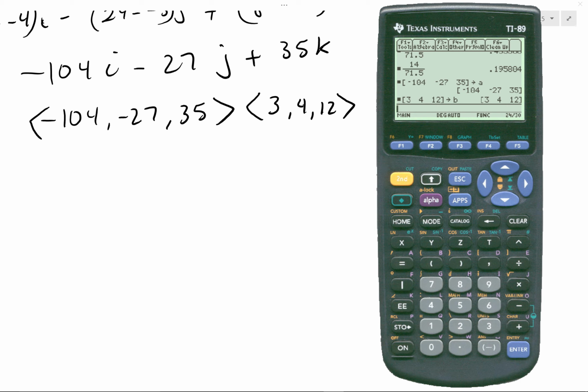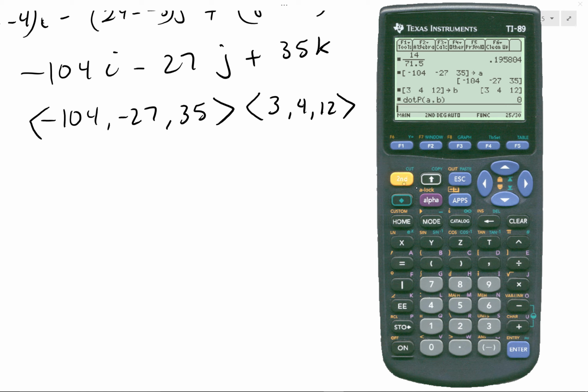Now, wouldn't it be cool if our calculator could do a dot product? Well, it can't directly. So second, math. Number 4 is matrix. If you scroll down a ways, you will find vector ops. Dot product, and go A, comma, B. Yes! It's 0, just like we thought it ought to be.